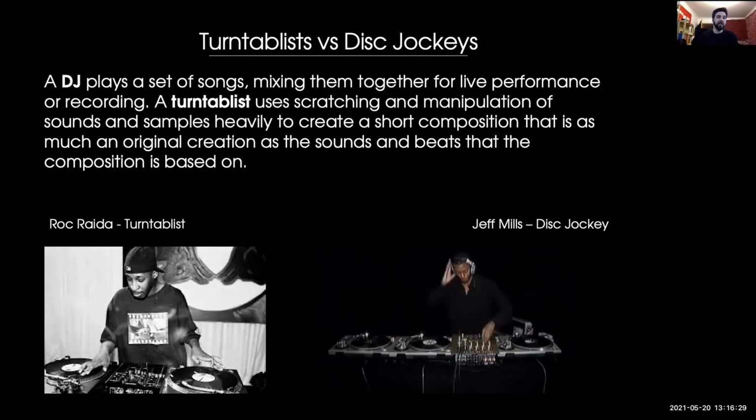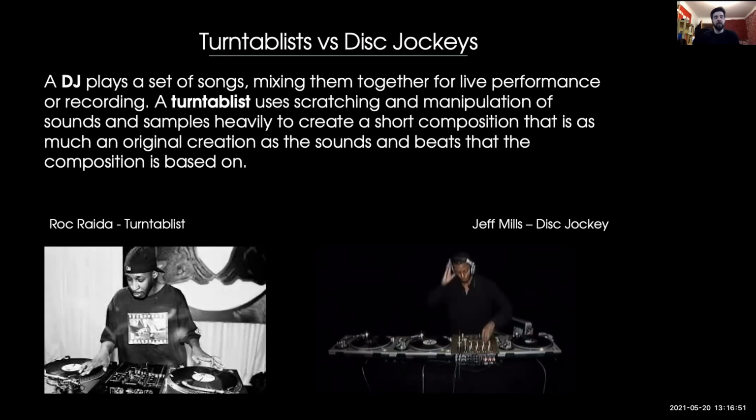And then, of course, you can do other things on top to make the performance more interesting. On the other side, a turntablist, using techniques such as scratching and manipulation of sound and samples, is able to create a composition that can be distinguished as original compared to the sounds that are used or borrowed or appropriated towards that. So I've got here two of the finest examples of each practice.